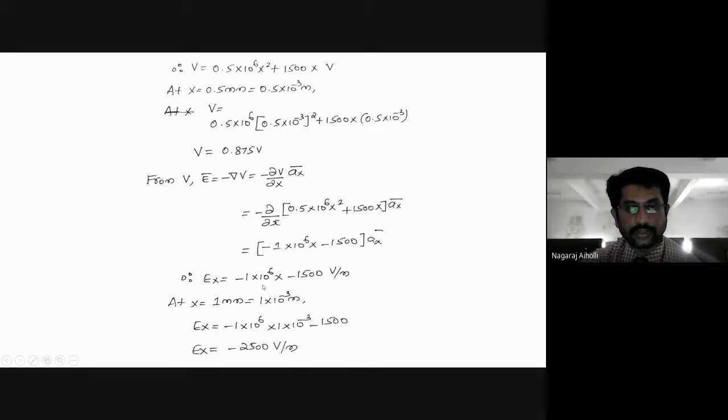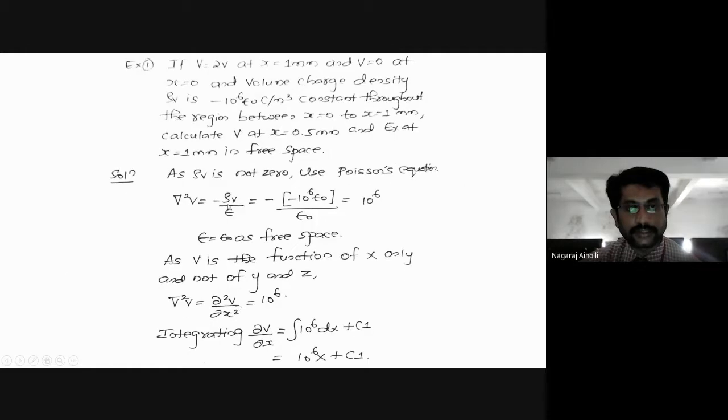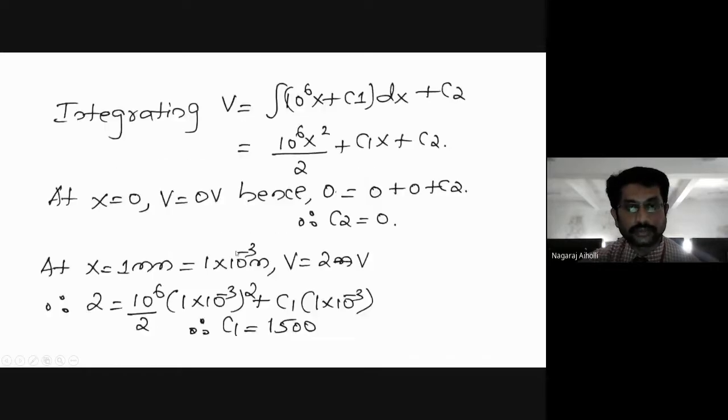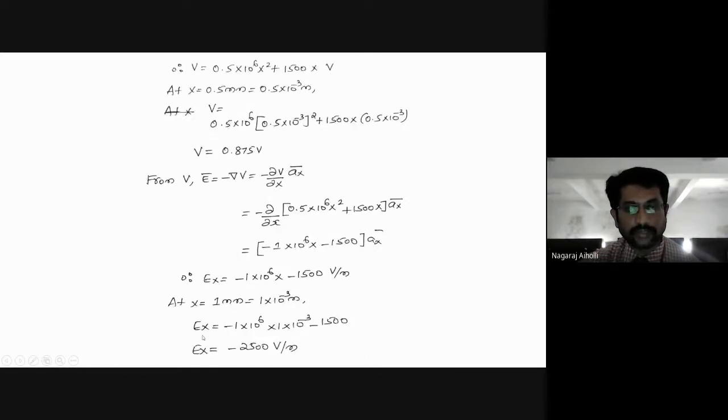This is in terms of x. Now I will substitute x equal to 1 millimeter, which is what is asked in the question: find E or Ex at x equal to 1 millimeter in free space. Therefore, Ex is equal to minus 1 into 10 raised to 6 into x, where x is 1 into 10 raised to minus 3, minus 1500. Sorry, it is not into, it is minus 1500. Therefore, Ex is equal to minus 2500 volts per meter.